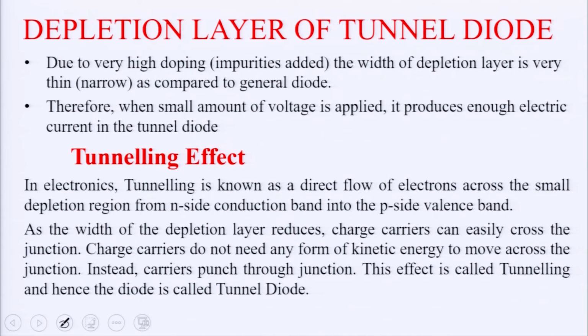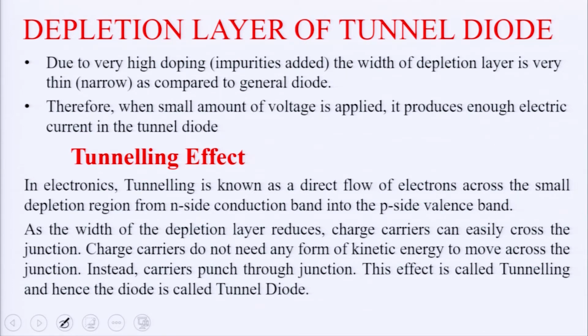Now, the depletion layer of the tunnel diode. Due to very high doping, impurities added, the width of the depletion layer is very thin and narrow as compared to a general diode. Therefore, when a small amount of voltage is applied, it produces enough electric current in the tunnel diode.